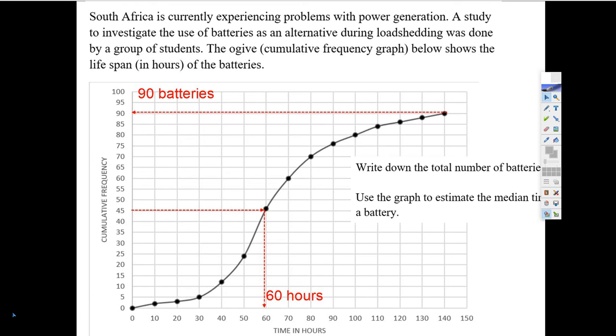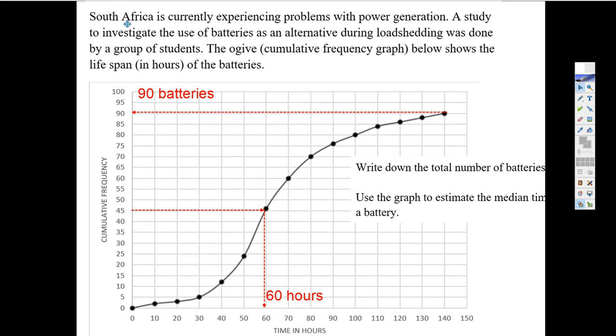Okay, this is paper 2 of the common paper we wrote, the 2022 preliminary questions. Let's just try this first statistics one. It says South Africa is currently experiencing problems with power generation. Well, that's for sure. Right now, load shedding all the time.